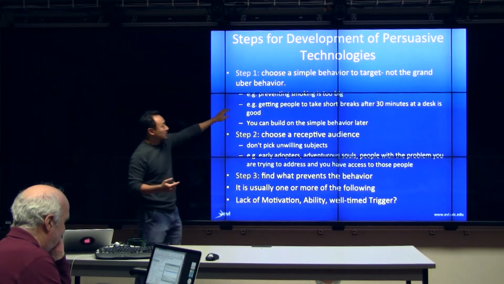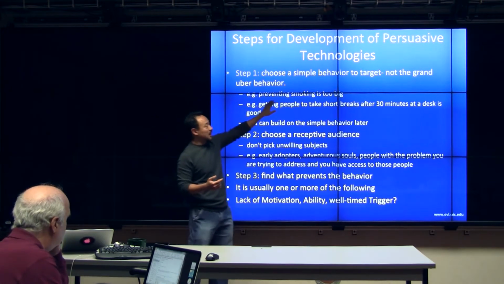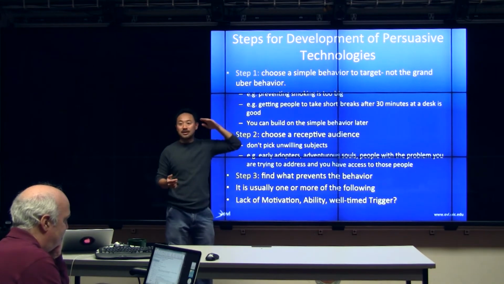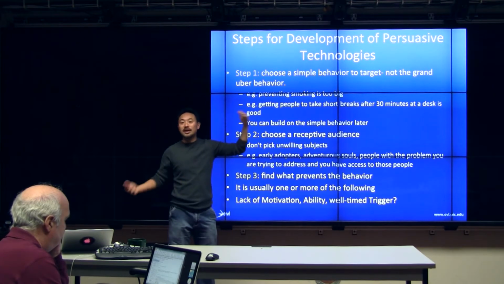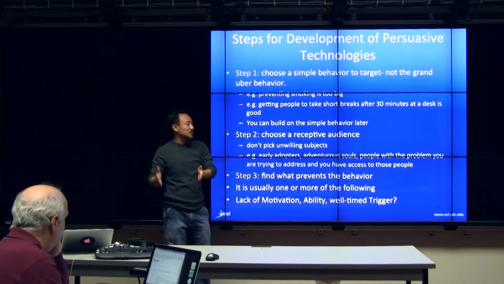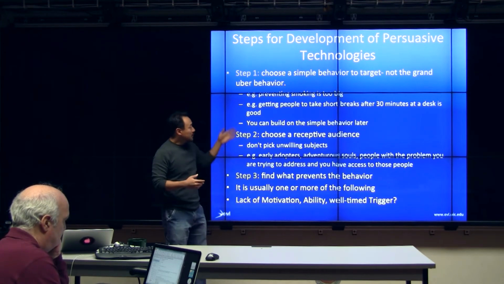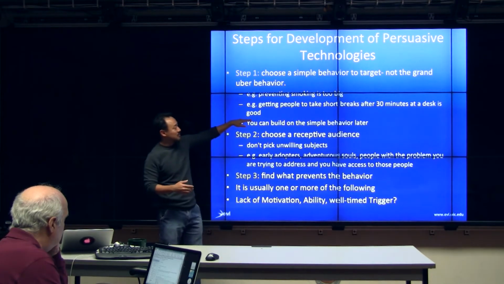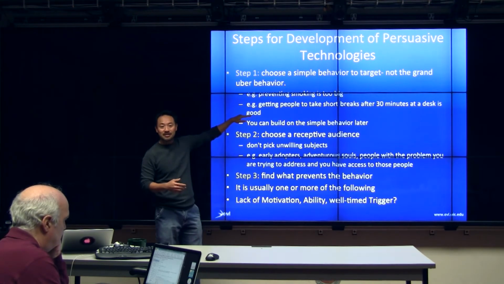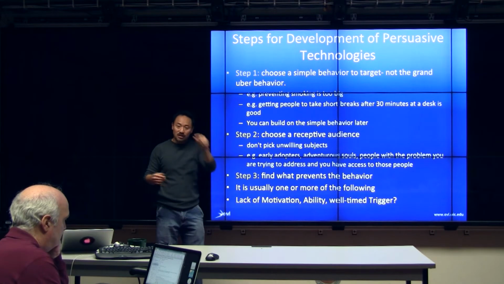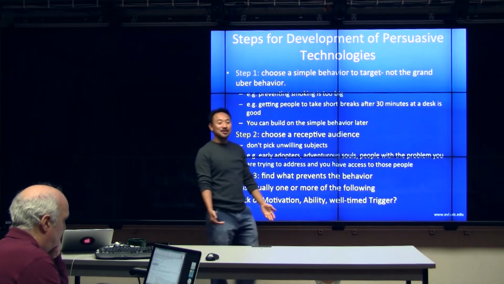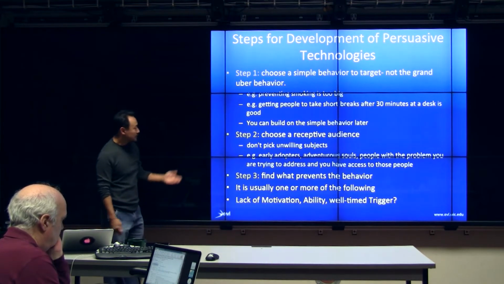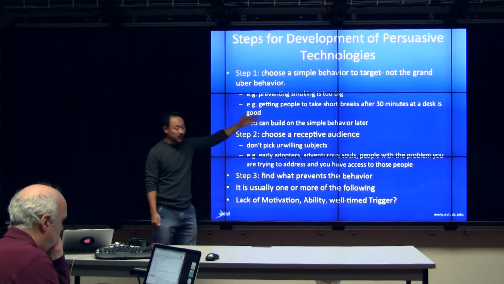All right? In other words, your first project should not be something like preventing smoking, or getting them to lose weight, or actually get them to come to an ideal weight, because that's considered an incredibly challenging problem. Rather, he recommends very simple behaviors like getting people to take short breaks after 30 minutes at a desk. Right? It's not an uber goal. It's a mini goal. Can you get them to just get up off their butts and walk for maybe 5 minutes? That's it, right? Because that will translate to the larger goal. And then after that, if this is successful, you can always build on top of this simple behavior.